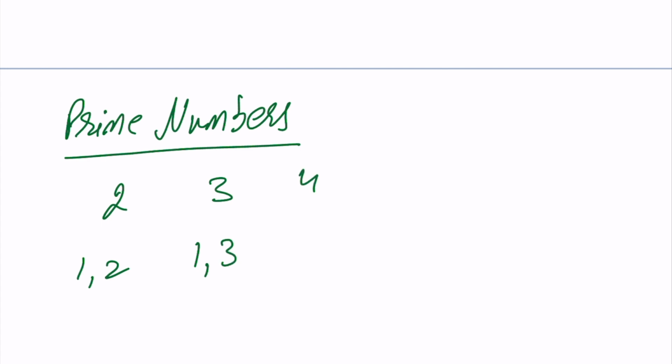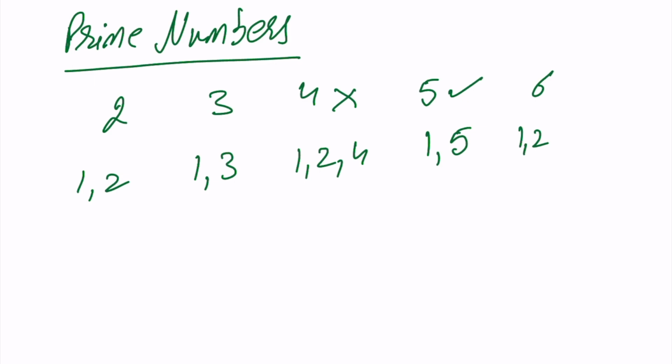Then 4, in case of 4, because it is divisible by 1, 2 and 4 itself, so it is not a prime number. When we talk about 5, it is divisible by 1, not divisible by 2, not divisible by 3, not divisible by 4, but divisible by 5, so it is a prime number. 6, is it divisible by 1? Yes. Divisible by 2? Yes. Divisible by 3? Yes. So it is not a prime number. When we talk about 7, it is divisible by 1, not by 2, 3, 4, 5, 6, but 7 itself, so it is a prime number. So this is how we get to know what are prime numbers.